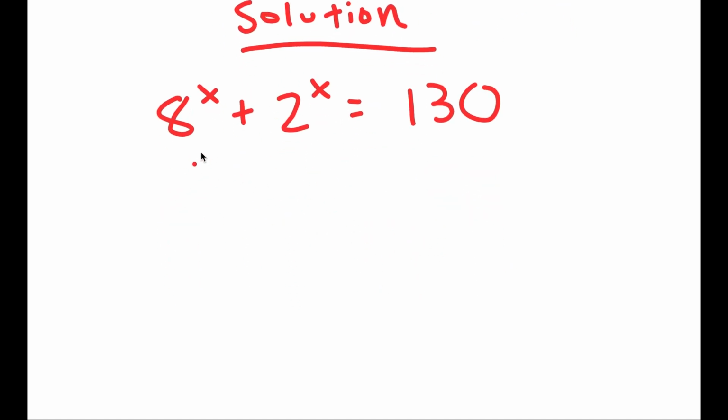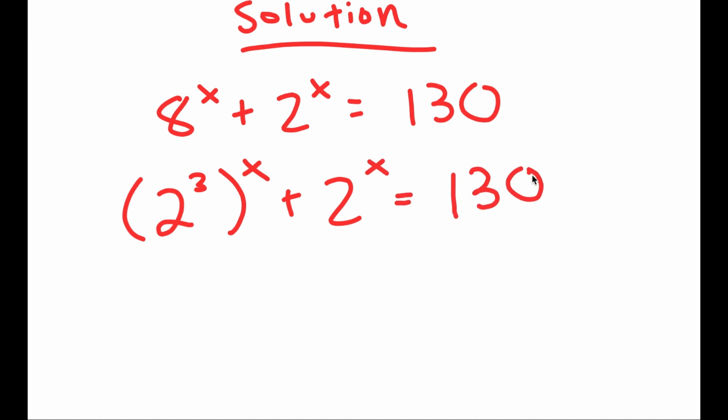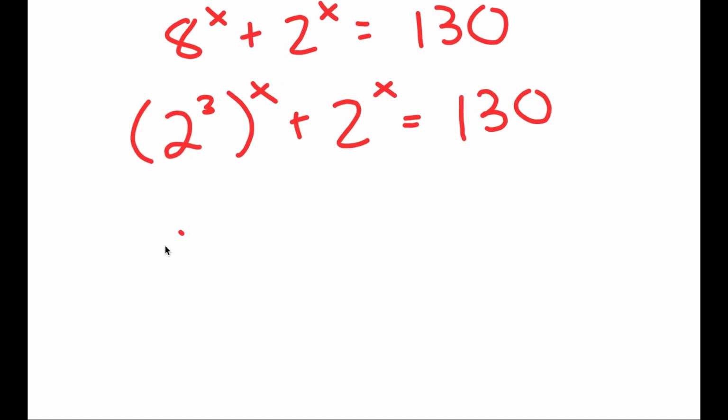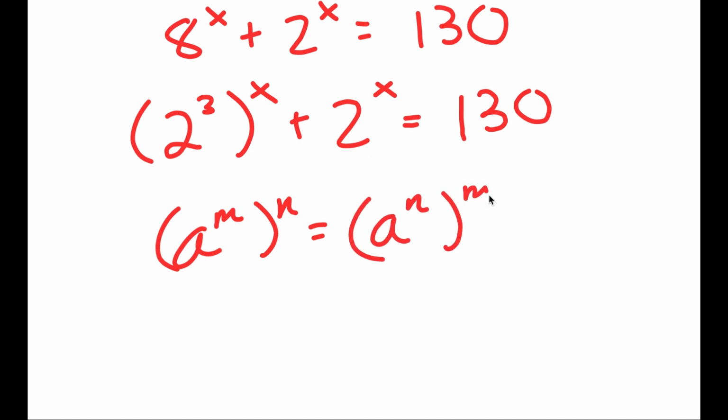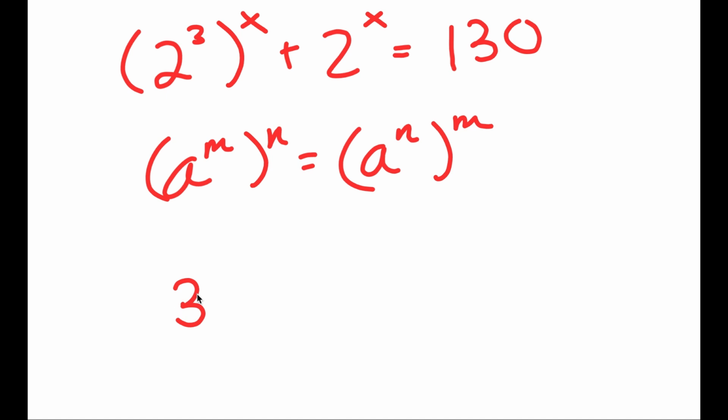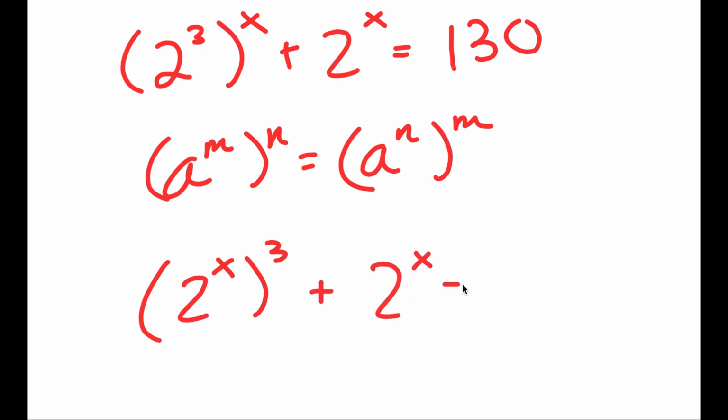And I'm going to rewrite 8 as 2 to the power of 3. So I have 2 to the power of 3 to the power of x plus 2 to the power of x is equal to 130. Now I'm going to rewrite this by using the property, a to the power of m to the power of n is equal to a to the power of n to the power of m. So by using this property, I can rewrite 2 to the power of 3 to the power of x as 2 to the power of x to the power of 3. So I have 2 to the power of x to the power of 3 plus 2 to the power of x is equal to 130.